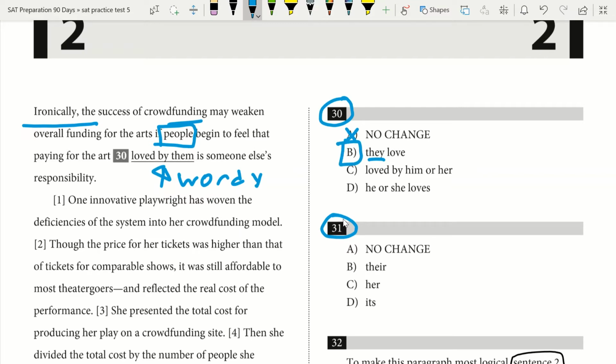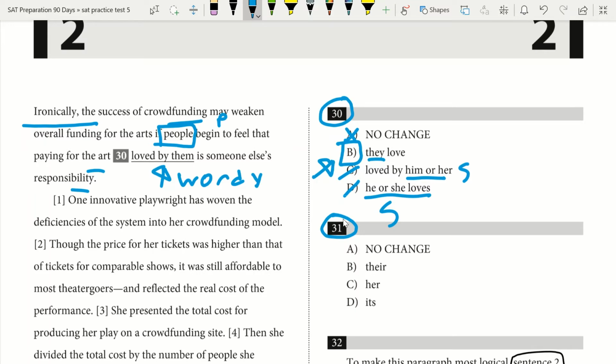But I want to quickly touch on why C and D you can immediately figure out are wrong. If we look at our sentence here, we have the subject people, right? People begin to feel that paying for the art they love is someone else's responsibility. Now, people is plural. Him or her is singular, and he or she is also singular. So I immediately know C and D have to be wrong. Then I'm left between A and B. Obviously, A is wordy and unnatural. We wouldn't say the art loved by them. We would say the art they love. So we would know immediately B would be our answer.